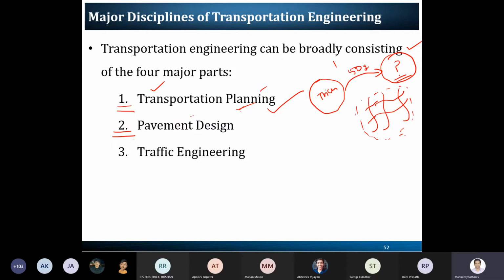The second one is pavement design. The pavement plays the major role, whether it is a bituminous road or a concrete road, or you might be studying it as a flexible or rigid pavement road. What are the design elements, how do the load bearing capacities work, what materials do we use for construction, how does maintenance happen, what different types of failures are there, and how do we rectify those failures. You are going to study all these details in pavement design.